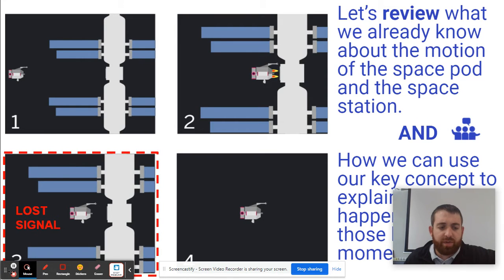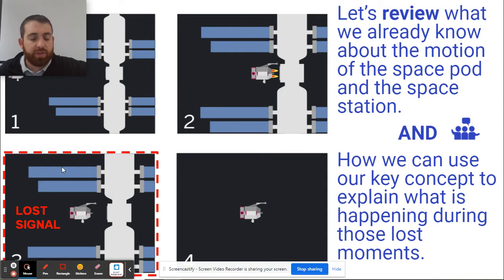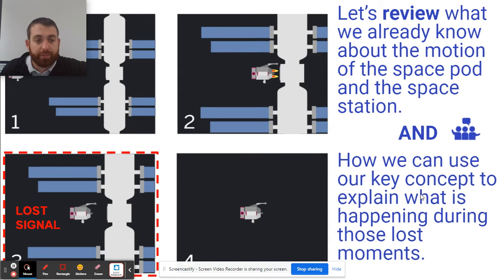So we're going to start by reviewing a few important things about the motion of the space pod and the station. And again, focusing on time 3 and 4 here. And we're going to be looking at how we're going to use our key concepts to explain what's happening not only during these lost moments, but also how those lost moments resulted in what we see here in time 4. So let's go ahead and begin reviewing.